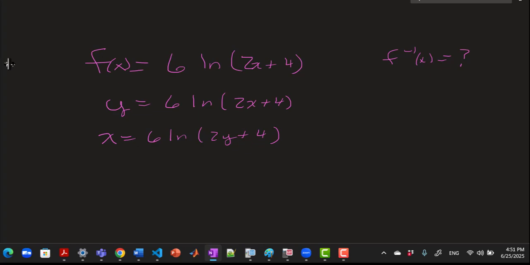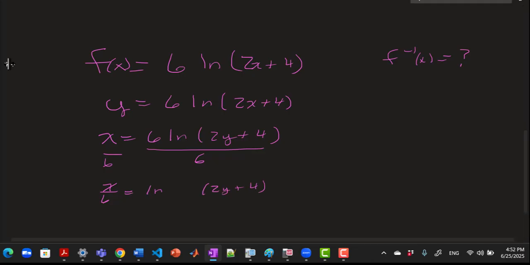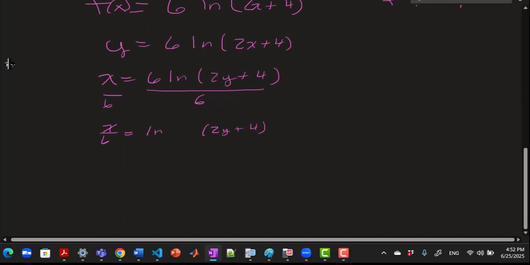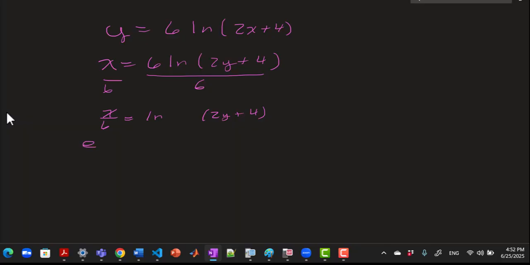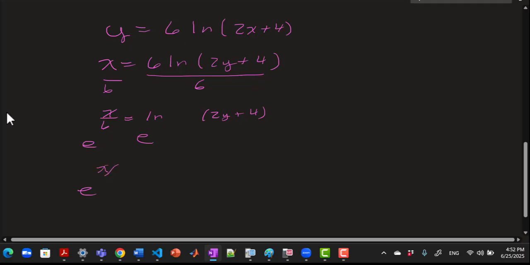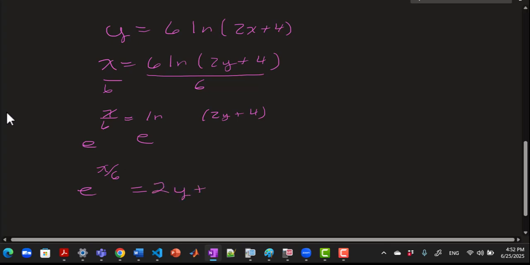In order to solve this for y, I have to get the log by itself. I can't have that 6 in there, so I'll divide by 6. So I get x over 6 equals the natural log of 2y plus 4. Now to get rid of natural log, I'll use its inverse function, which is e. So I make both sides powers of e. So on the left-hand side, I have e to the x over 6. On the right-hand side, the e and natural log cancel, and I get 2y plus 4.